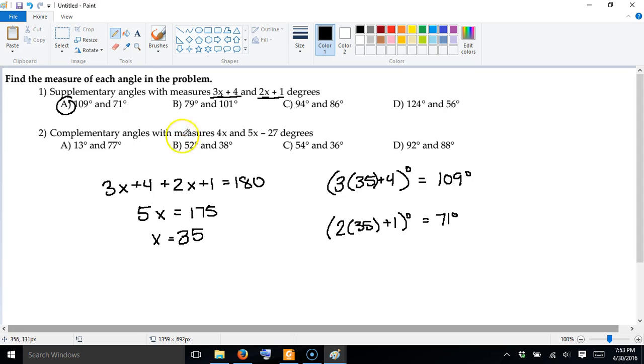The same goes with complementary angles, except what you would do is set your equation equal to 90 rather than 180. And that's all I'm going to show you on these two.